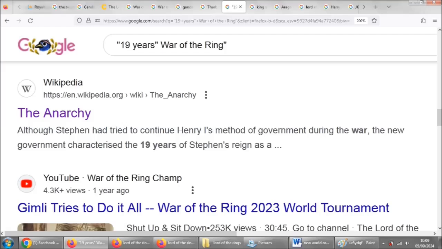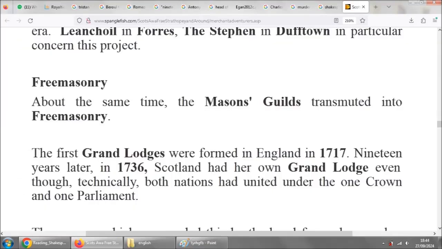So we have here the story of King Stephen, who was King of England after Henry I. What do we know about him? What do they tell us? Although Stephen had tried to continue Henry's method of government during the war, the new government characterized the 19 years of Stephen's reign as a... Yeah, they called it 19 years of a mess or anarchy when King Stephen was ruling. This is what they're telling us, you see? And so 19 is found in strange situations, not just there, but even centuries later, after Shakespeare, when Freemasonry was set up in England and in Scotland.